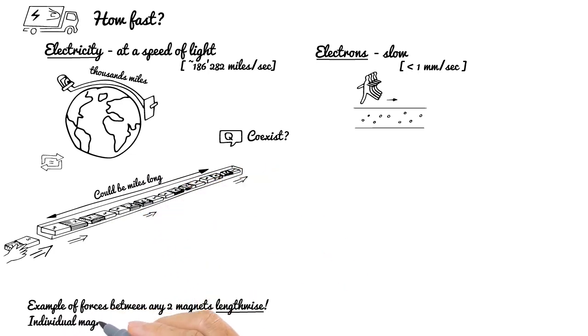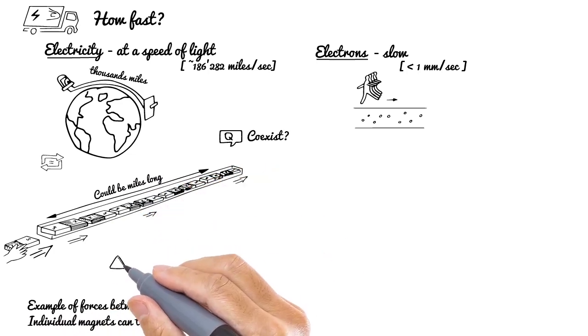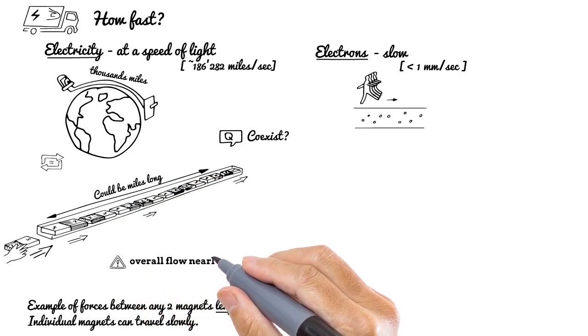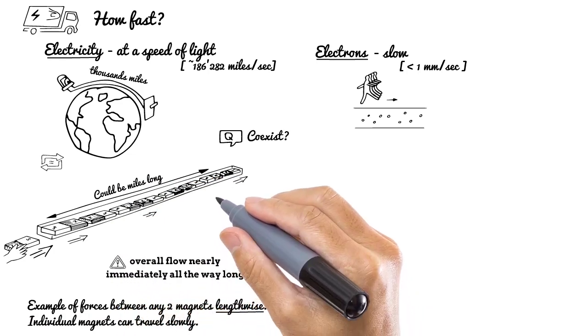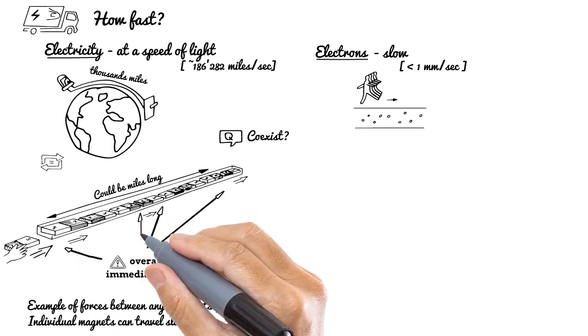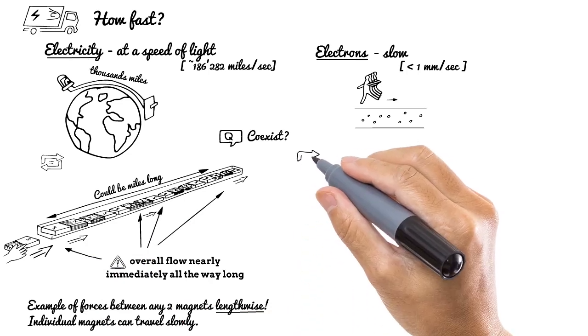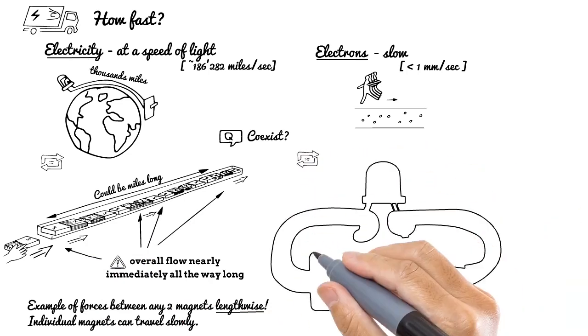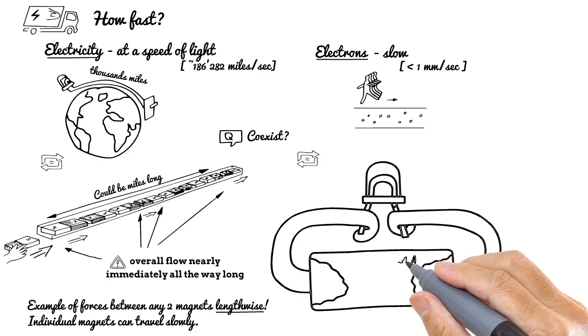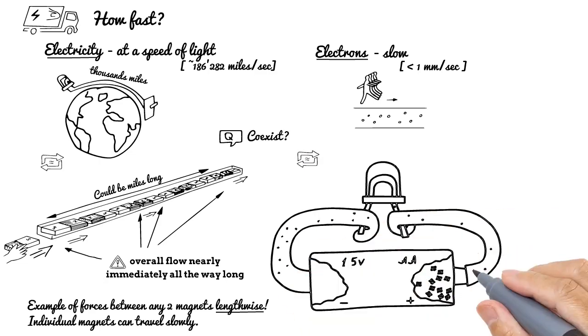Individual magnets can travel slowly enough, but the overall flow can be seen all the way along, immediately at the beginning, any place in the middle, and at the very end. The example with magnets is not precise, but gives a similar idea and visualization. Negatively charged electrons repel each other due to the nature of electric charges.